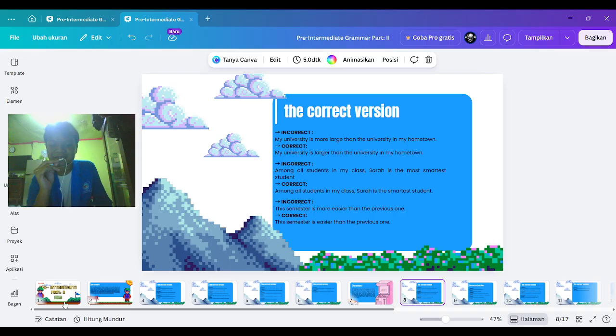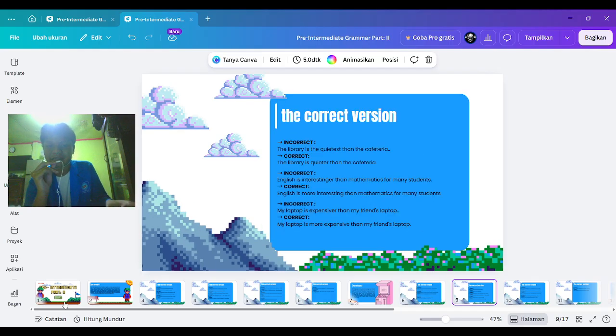This semester is more easier than the previous one. Well, sounds correct, but really, it's not correct at all. The correct version is this semester is easier than the previous one. The library is the quietest than cafeteria. No, the library is quieter than the cafeteria.